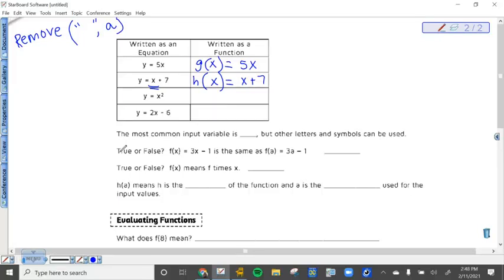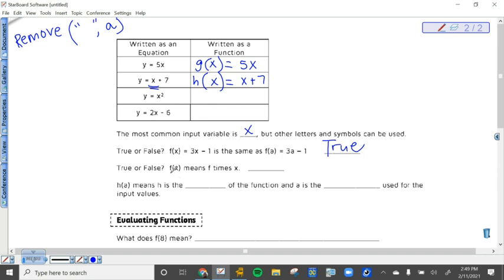Okay, let's go on. So the most common input variable is X, but other letters and symbols could be used as well. So decide true or false. Is f of x equals 3x minus 1 the same thing as f of a equals 3a minus 1? True or false? Yeah, true. It's just replacing x with a. Like they just said, usually we use x as our input variable, but it could be anything.